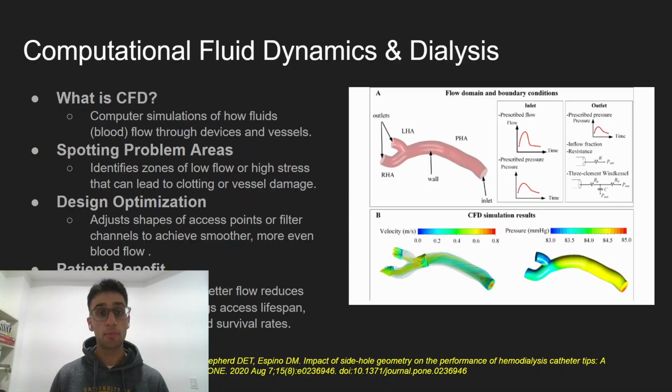It allows us to spot problem areas, identify zones of low flow or high stress that can lead to clotting or vessel damage. Afterwards, we can optimize the design, adjusting the shape or the incision point to reduce these problem areas, and this comes with an obvious patient benefit. Studies have shown that it reduces complications, prolongs access lifespans, and supports improved survival rates.